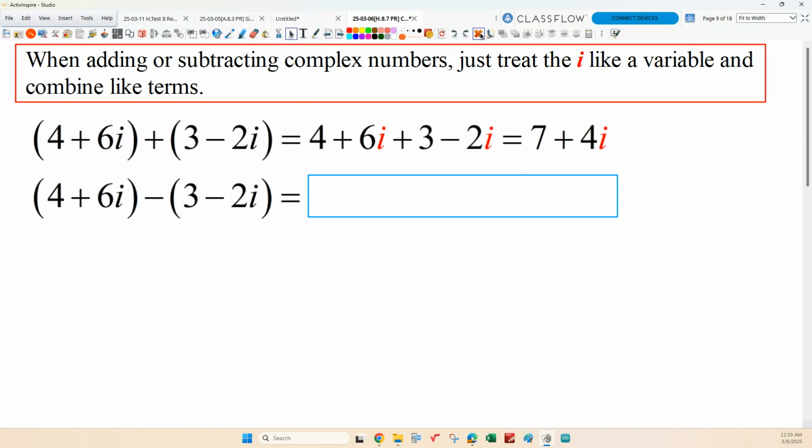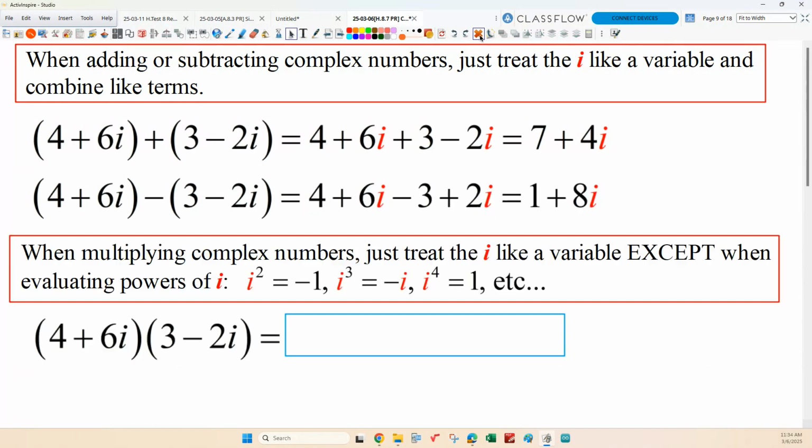What would you do? Okay, kind of, yeah, but tell me the exact steps. What would I do? Distribute the negative like we would with a variable and add like terms. Exactly. So distribute the negative to that second complex number and then combine like terms and we're done.